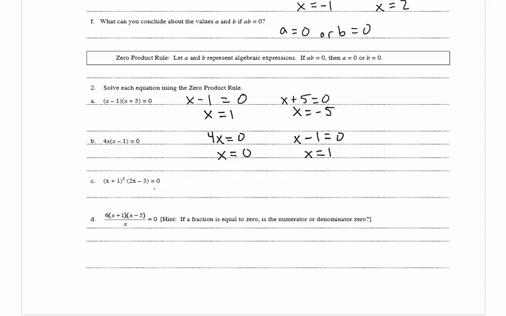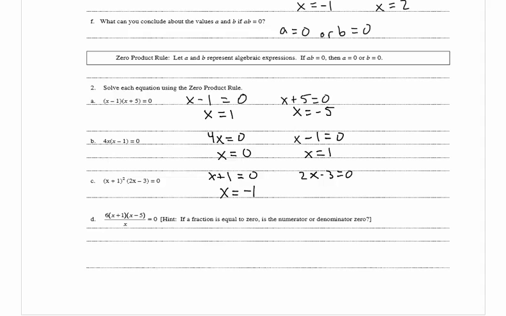In C, we have (x plus 1) squared times (2x minus 3) is equal to 0. And the equation is equal to 0 when x plus 1 is equal to 0 or when 2x minus 3 is equal to 0. In the first equation, we're going to subtract 1 from both sides. We get x is equal to negative 1.